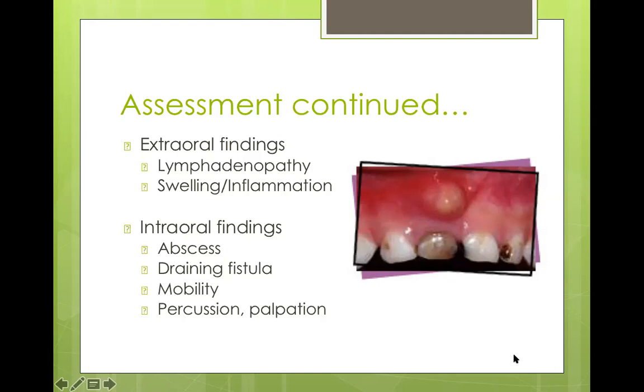Other intraoral findings, like an abscess, like we can see in the picture, a draining fistula. Check to see if there's any mobility, and do your percussion and palpation tests. Sometimes what I have noticed is, even if I don't palpate, I look in the periapical region of that tooth, say an upper first primary molar, you would see an area of inflammation. And then when you palpate in that area on the alveolar process, the patient may tell you, oh, I feel a little pain.